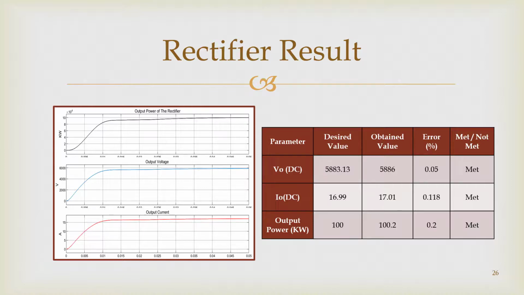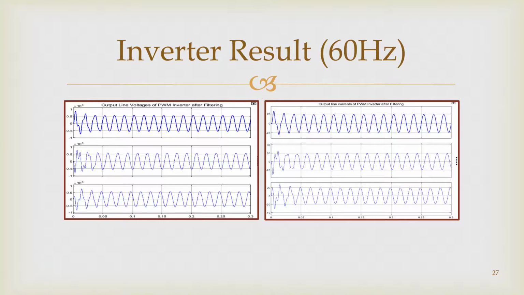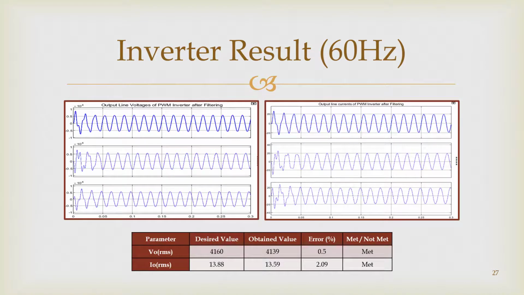Regarding the fourth stage, which is the low frequency inverter, we have the output voltage and current waveforms before filtering, also with the harmonics, and now we have the filtered output voltage and current waveforms. From the table we obtained very close values to the desired values with an error of 0.5% for the output RMS voltage and 2.08% for the output RMS current.